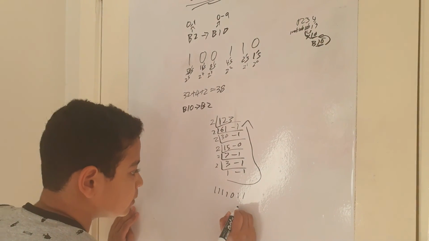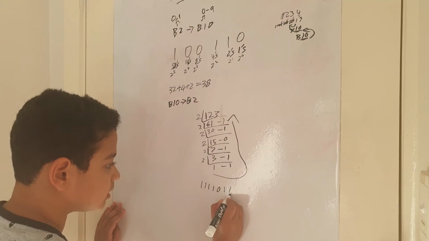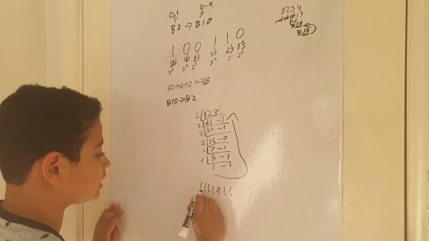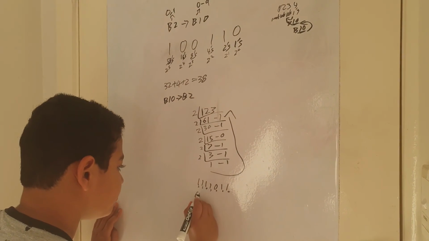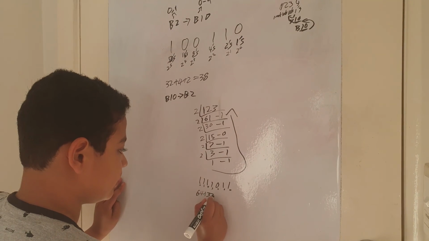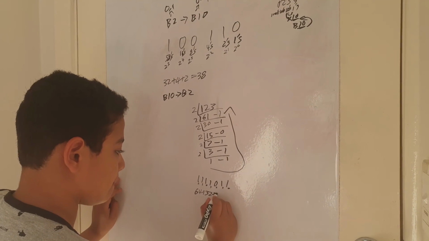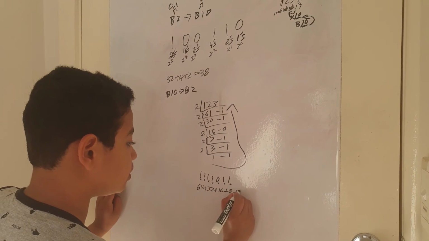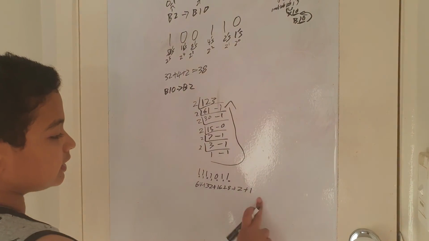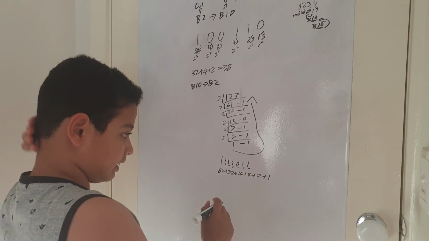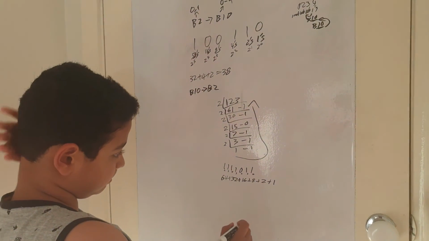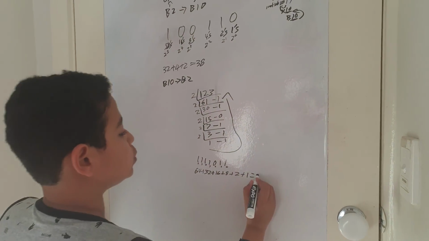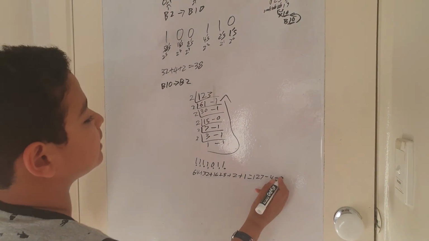So this is 2 to the power 0, this is 2 to the power 1, 2 to the power 2, 2 to the power 3, 2 to the power 4, 2 to the power 5, 2 to the power 6. So 64 plus this one is 32 plus this one is 16 plus this one is 8 plus 4, plus 2 plus 1. So if you add all of those together, that equals 127 minus 4, which is 123.